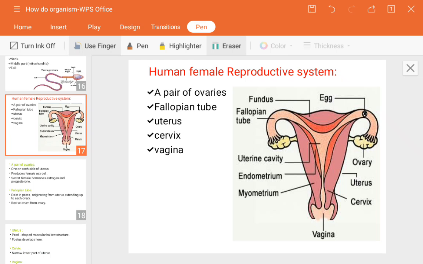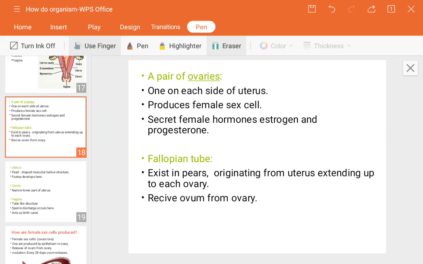Whenever the egg is released from either ovary, in any single month, whenever the ovum is released from the ovary, it is held by this region, that is, by the fallopian tube. That's why it is known as receiving the ovum from the ovary.